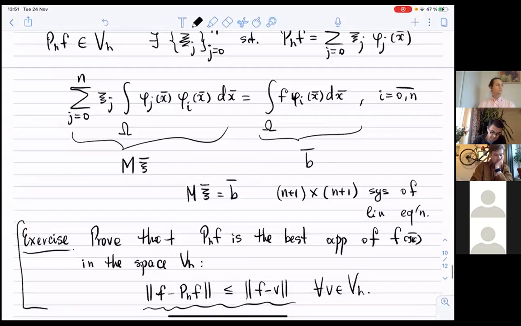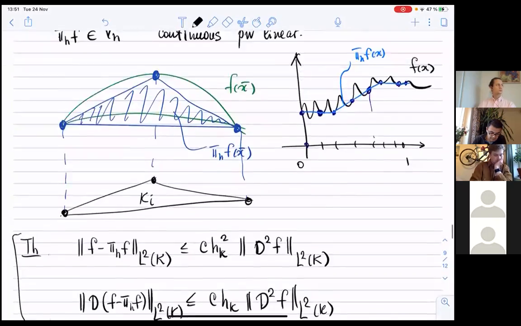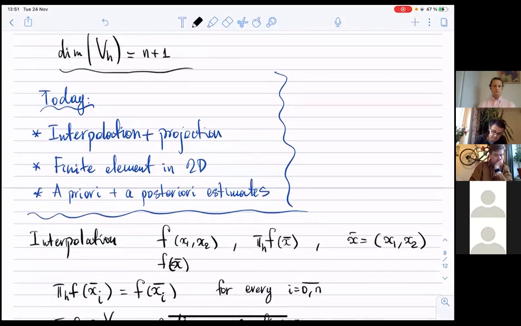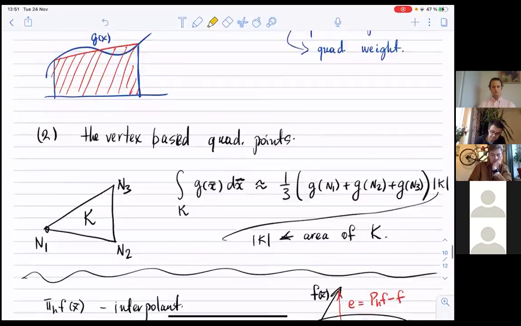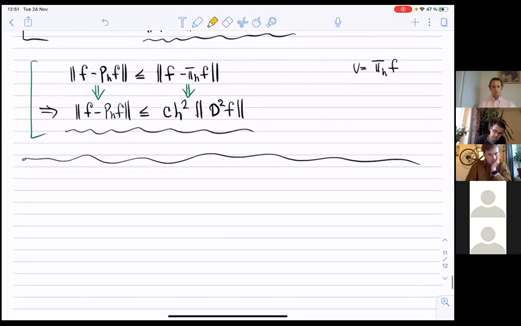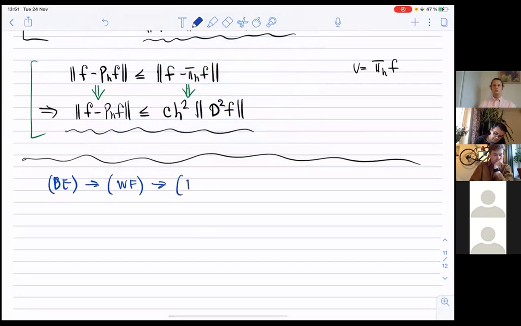So let's move forward. What was the idea here? We talked about the interpolation and projection, and now we move to finite element in 2D. So we do the usual scheme. We start with a differential equation, we write the weak formulation, we write the finite element formulation. I usually call it GFEM. Then we end up with a linear system.